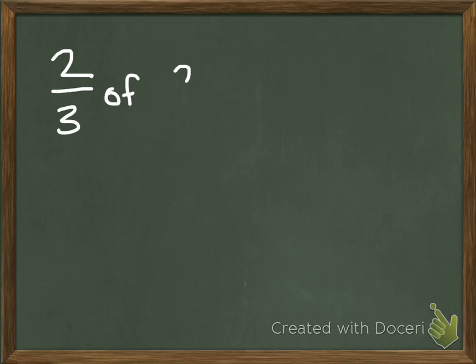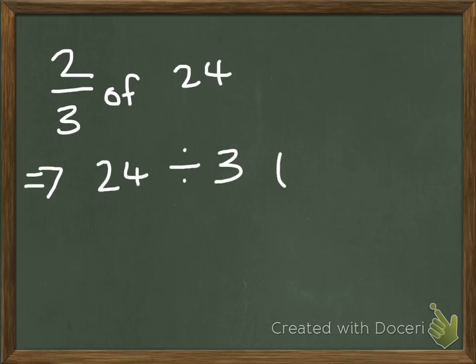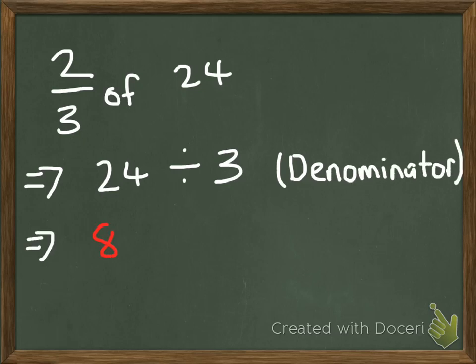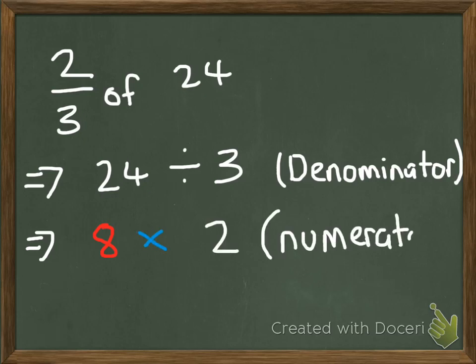So 2/3 of 24, I like to look at it like this. Take the 24 and divide it by the denominator. So the denominator is the bottom number. Now there's some other fraction videos on my channel if you want to check that out and have a look. Then what you do is you take your answer, which of course 24 divided by 3 is 8, and you times that by the numerator. So 8 times 2 is 16, and 16 is our answer. So 2/3 of 24 is 16.